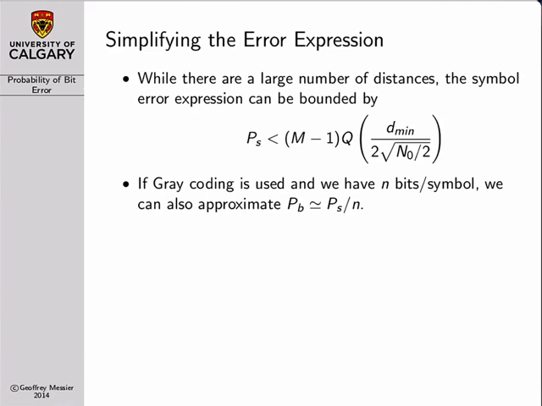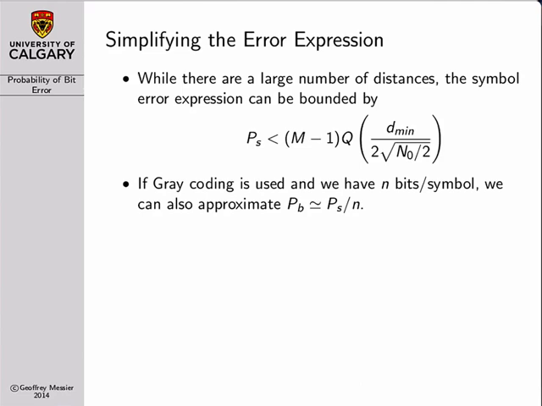Now, it would be technically possible to just calculate the distance between each signal vector and then include that in a large chain of Q function terms to come up with an exact expression for probability of error. However, remember that one of the motivations for coming up with an analytical expression for probability of error in the first place is that we would like simple expressions that allow us to quickly determine what parameters affect system performance. And so in the spirit of that, what we're going to do on this slide is simplify the error expression a little bit.